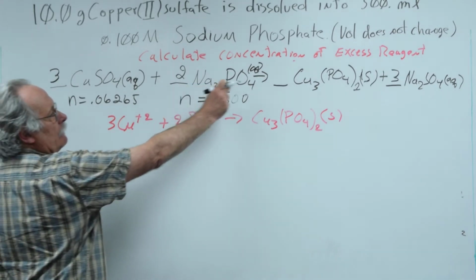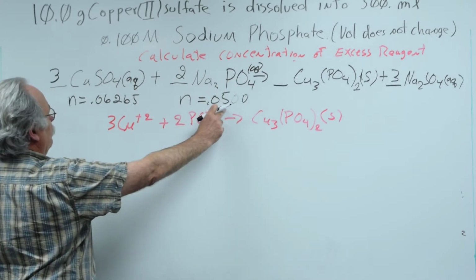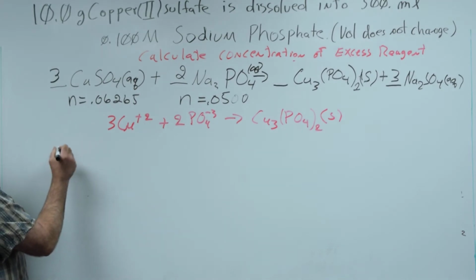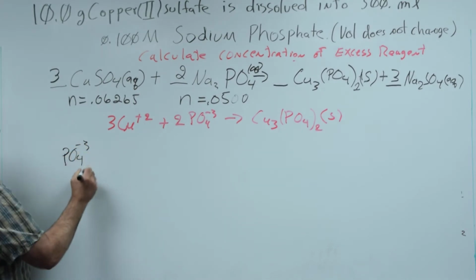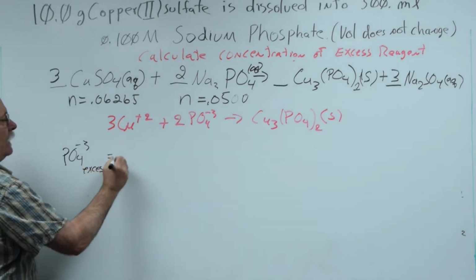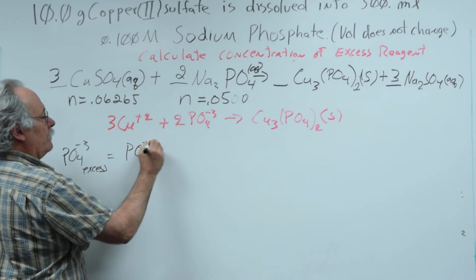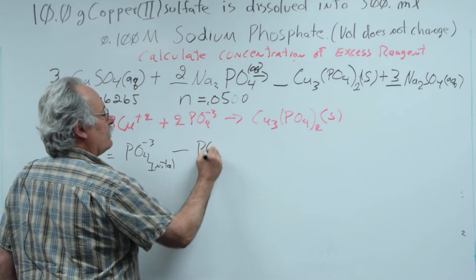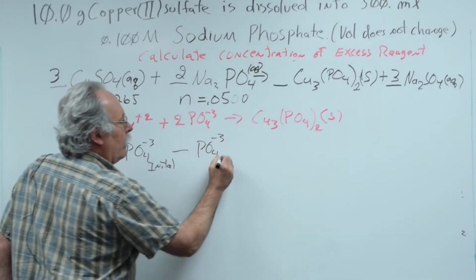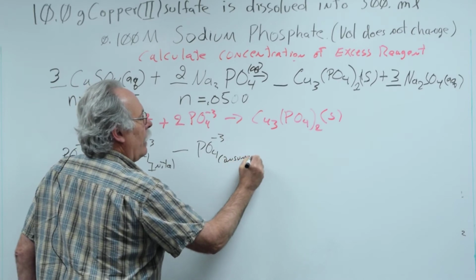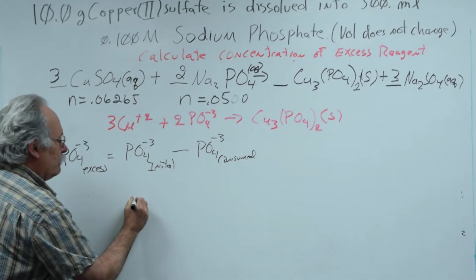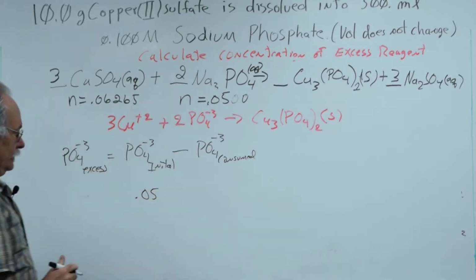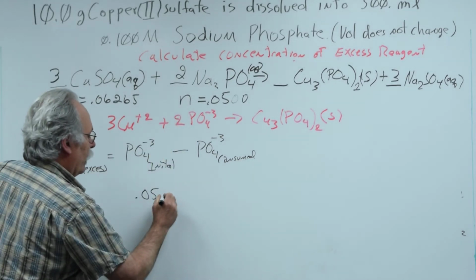Now, for every sodium phosphate, there's 1 mole of phosphate. So the amount of phosphate left over, the excess, is equal to the phosphate initial, how much we started with, minus the phosphate consumed by the complete consumption of the limiting reagent. So we started with 0.05, and I'm going to leave out the 00, but we have to use that in our significant digits, moles of phosphate.